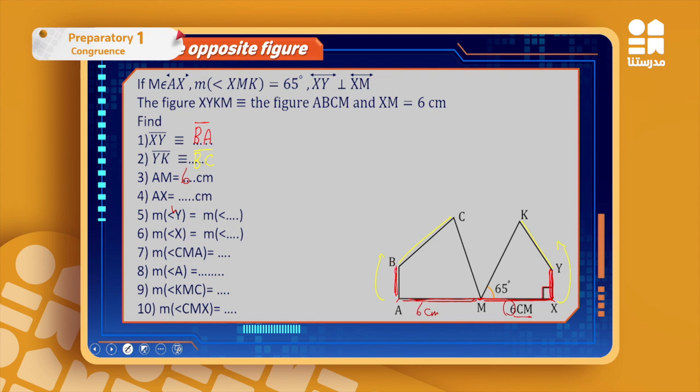Number 4. AX equals how many centimeters? AX. Where is AX? AX. All of it.